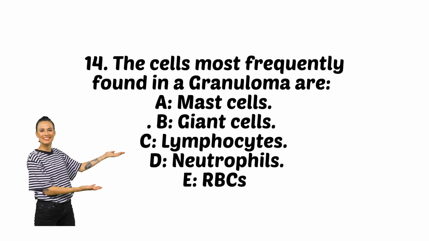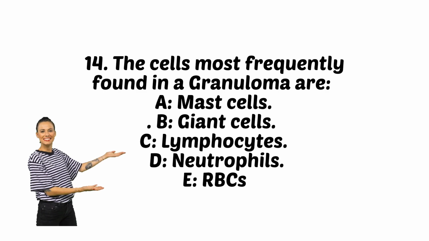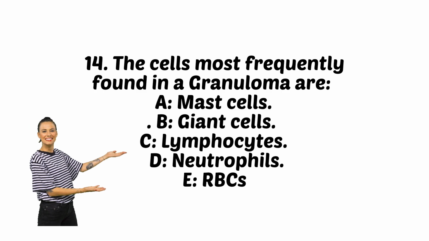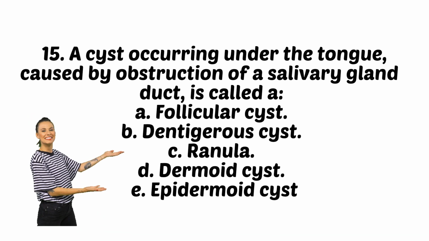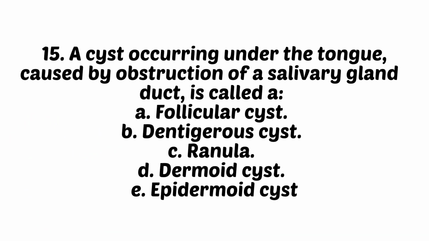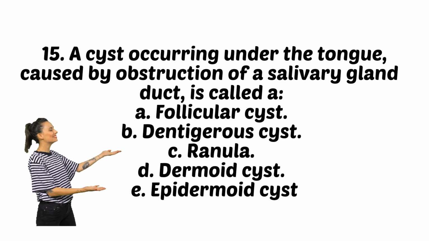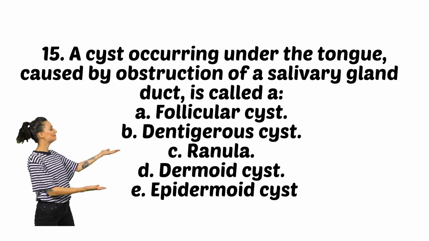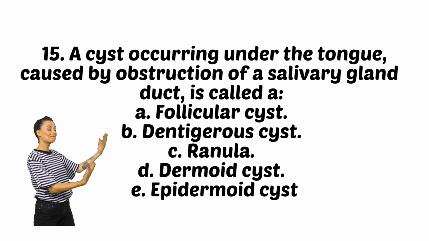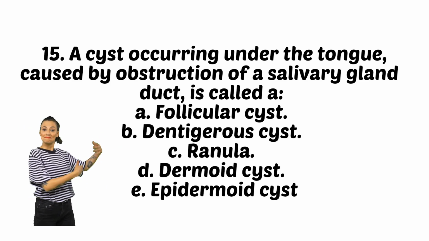Xerostomia. 14. The cells most frequently found in a granuloma are: A. Mast cells, B. Giant cells, C. Lymphocytes, D. Neutrophils, E. RBCs. Option C is correct. Lymphocytes. 15. A cyst occurring under the tongue, caused by obstruction of a salivary gland duct, is called: A. Follicular cyst, B. Dentigerous cyst, C. Ranula, D. Dermoid cyst, E. Epidermoid cyst. Option C is correct.